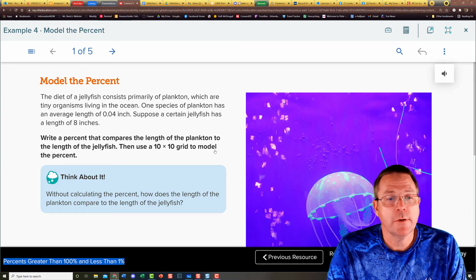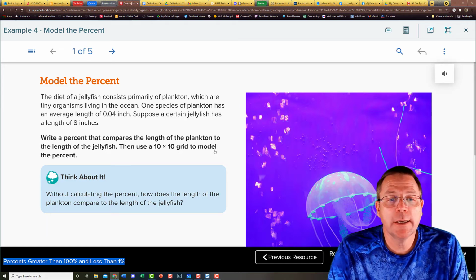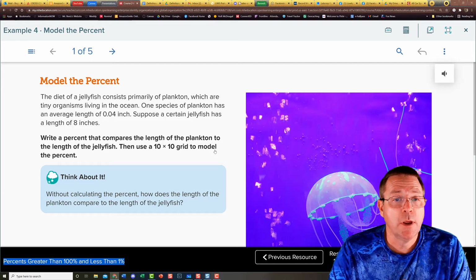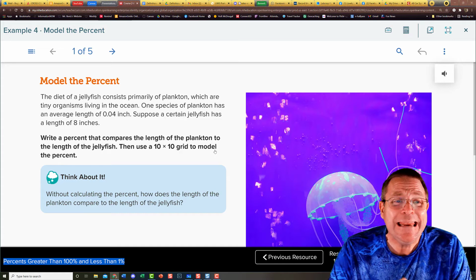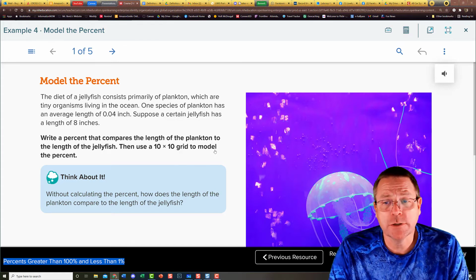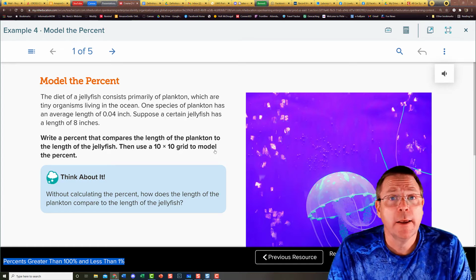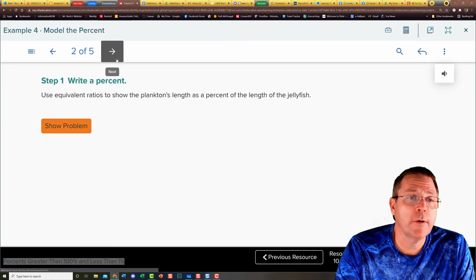Now think about this. Without calculating percent, how does the length of the plankton compare to the length of the jellyfish? Well, the plankton is tiny compared to the jellyfish. Now the jellyfish may only be 8 inches, and 8 inches isn't big in our world, but it's a heck of a lot bigger than 0.04 inches. So let's move forward from there.